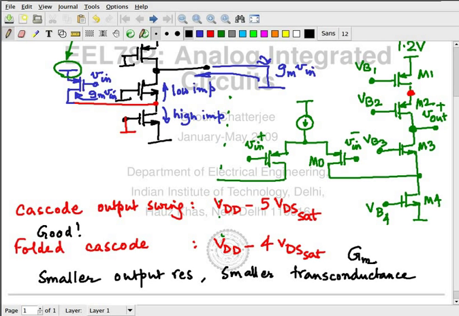Okay, so I've got smaller transconductance than before, smaller output resistance than before. So as a result, I will get lesser amount of gain than before. Okay, this is bad news. Not very bad news. Okay, it's a little less. Is there any other bad news?